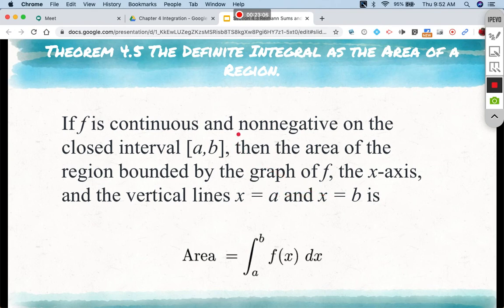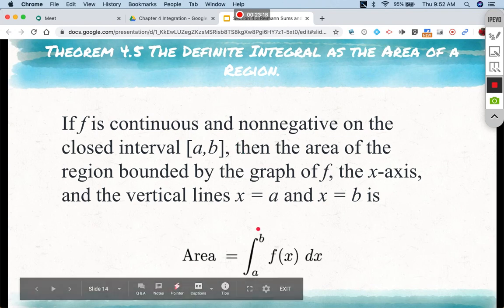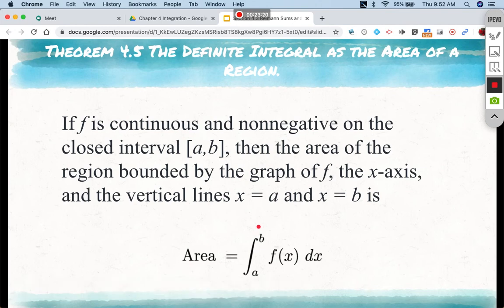If f is not non-negative over the entire interval, it will not give you that area because of that canceling out. It doesn't mean we can't find the definite integral. We still can find the definite integral, and the definite integral still has uses. But it's not just giving us the area bounded by the curve and the x-axis. So that's one thing to keep in mind.